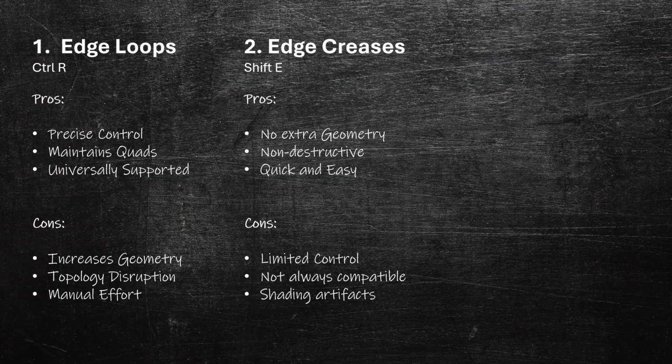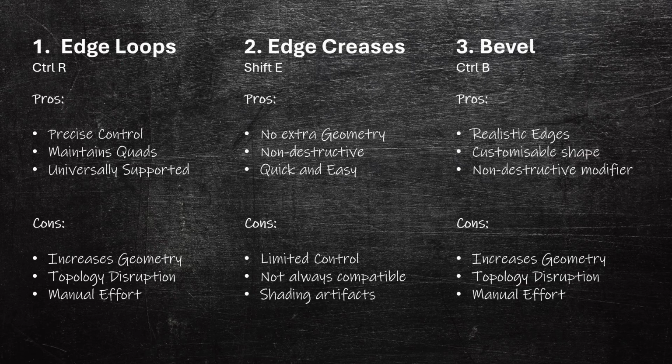So the pros of edge crease are that there's no extra geometry. It's a non-destructive way of creating sharp edges. You can always go back and change them, and it's relatively quick and easy to do. The cons, though, are that there's limited control. You don't have fine control over the transitions that we saw on the model. It's also not always compatible, so if you export this into other software, it may not know how to deal with edge creases properly, and it can cause shading artifacts in some instances.